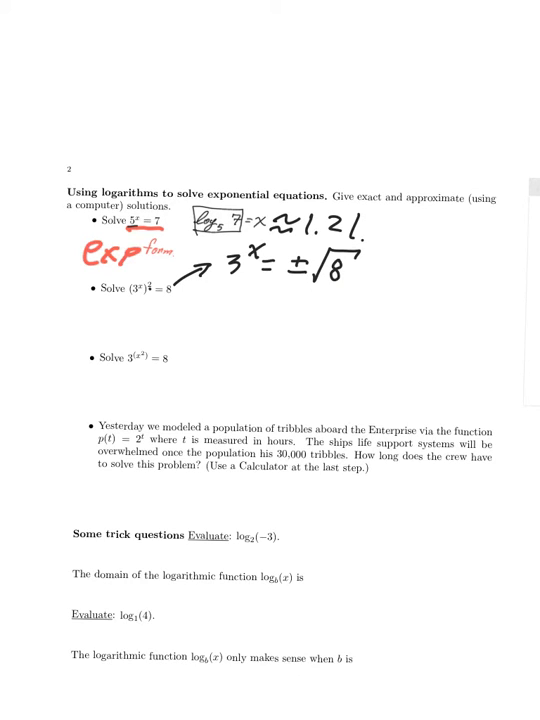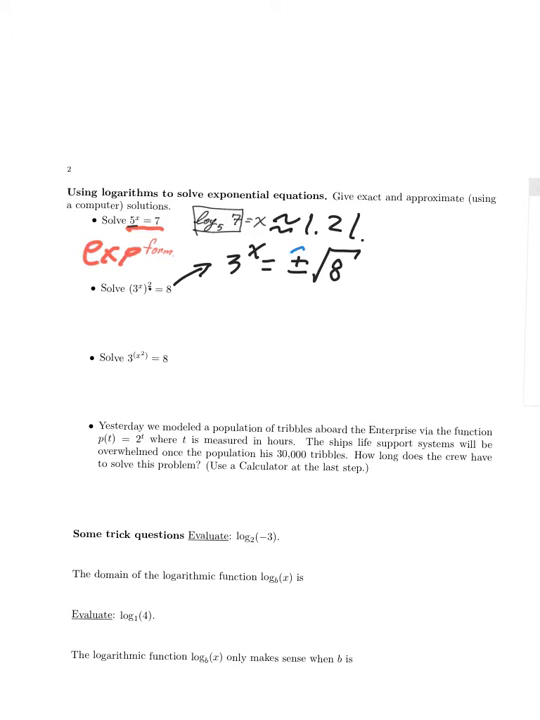And let's meditate on this for a little bit. This is now two different equations. This is 3 to the x is equal to plus the square root of 8, and 3 to the x is equal to minus the square root of 8. But remember, exponentials can only ever be positive. The range of 3 to the x is the open interval from 0 to infinity.